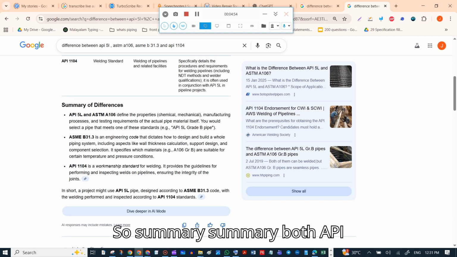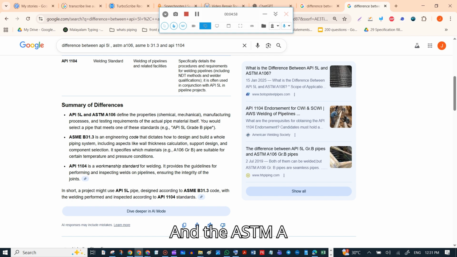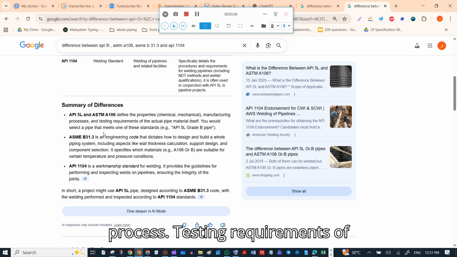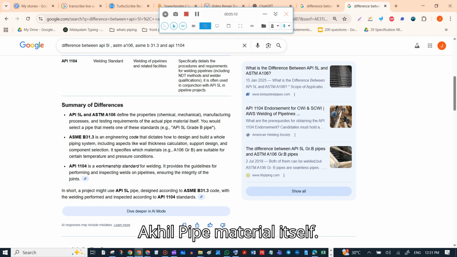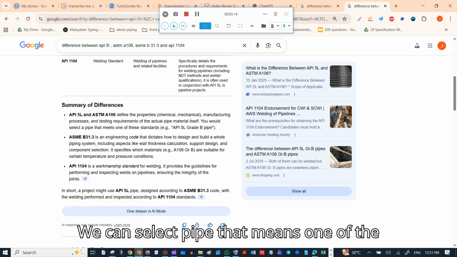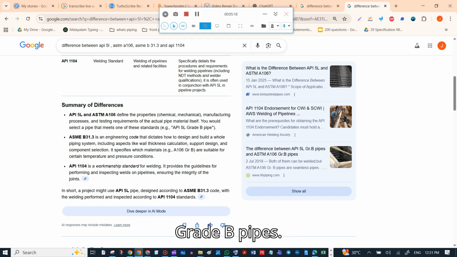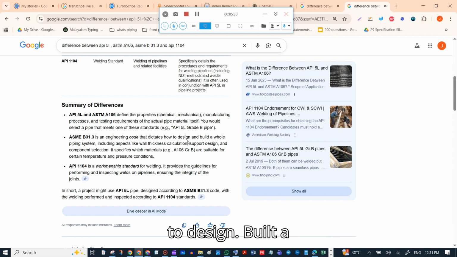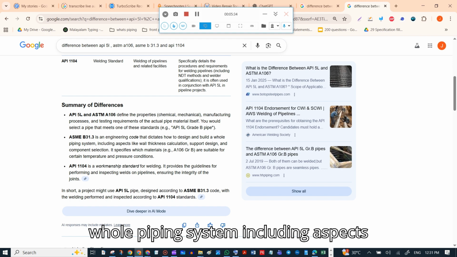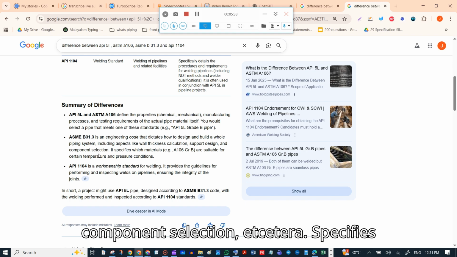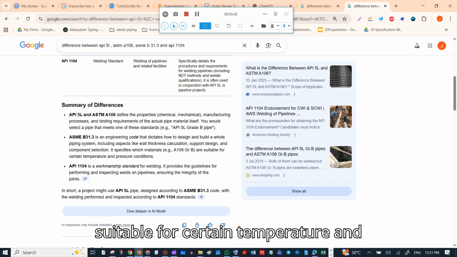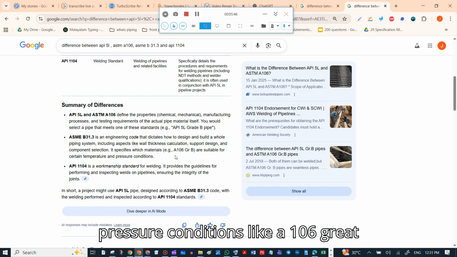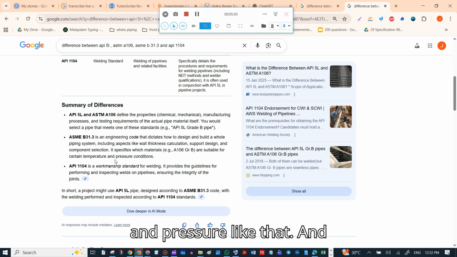So, summary. Both API 5L and ASTM A106 define the properties like chemical, mechanical, manufacturing process, and testing requirements of the actual pipe material itself. We can select a pipe that meets one of the standards, like an API 5L grade B pipe. That is an example. ASME B31.3 is an engineering code. It details how to design and build a whole piping system, including aspects like wall thickness, support design, component selection, etc. It specifies which materials are suitable for certain temperature and pressure conditions, like A106 grade B for which kind of temperature and pressure.